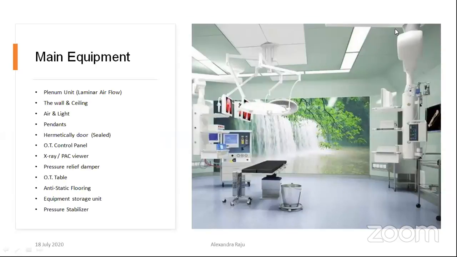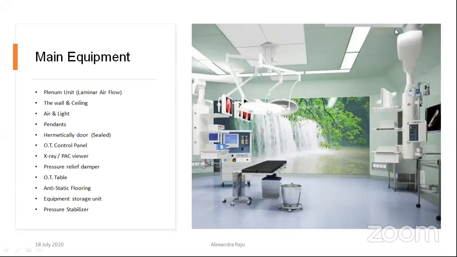See, this is the modular OT. You can see the pendants. Even anesthesia, you can see the OT table pendants that are available. What's the structure of a modular OT? Then a CC machine can be kept with the help of this pendant. So static flooring, equipment storage unit, pressure stabilizer, X-rays, and hermetically sealed doors will be available to maintain that positive pressure. Pendants are available, light sources, and the wall and ceiling will all be in modular form or panels. So laminar flow is maintained inside this operation theater. It's a new advancement in operation theater.